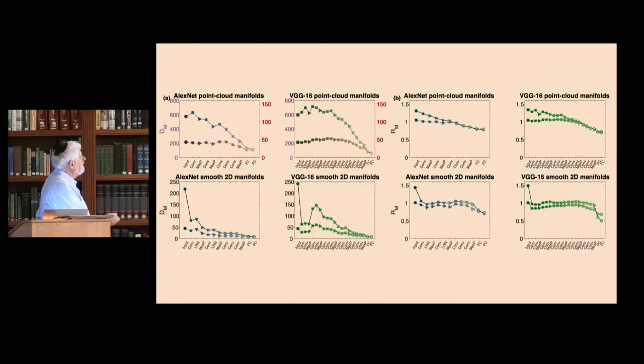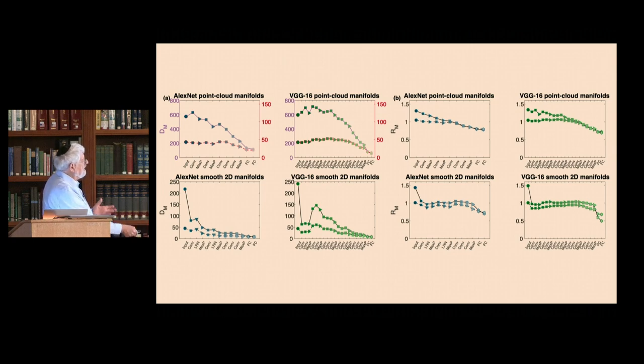All right, and here you have a kind of summary of the geometry. This is the point cloud manifold for AlexNet and VGG, for dimension and for radius, and this is the same for the smooth affine manifolds. What you see is that dimension starts very high and may be non-monotonic with the layer. There are some intermediate convolutions, for instance here, that increase the dimensionality of the manifold. But eventually, the last stages reduce the dimensionality very substantially, and the radii for both manifolds, here and here.